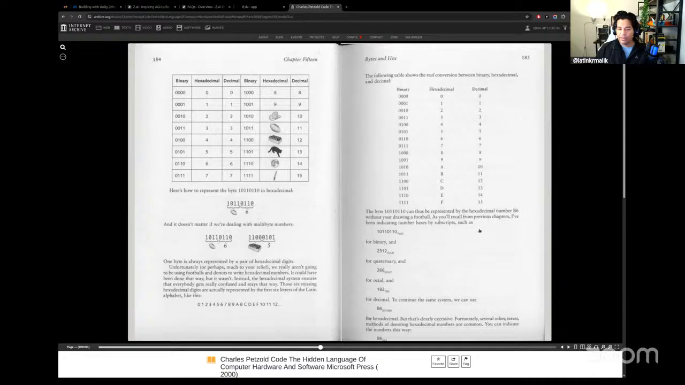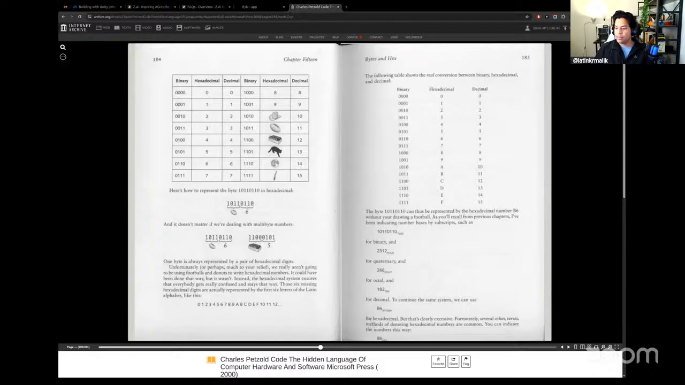As you will recall from previous chapters, I have been indicating the number bases as subscripts. So this tells us that this is base 2 and not a decimal number. For binary we write base 2, for quaternary we write base 4, for octal we write base 8, for decimal we write base 10, and for hexadecimal we can now write base 16.